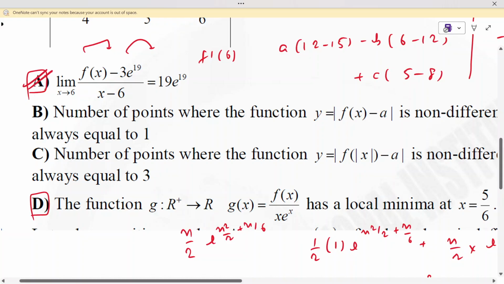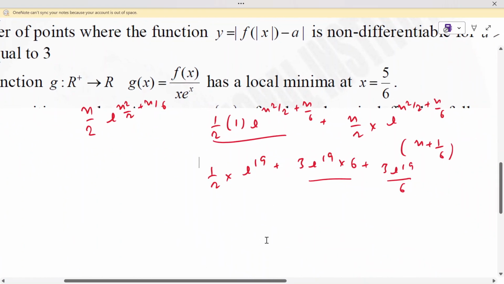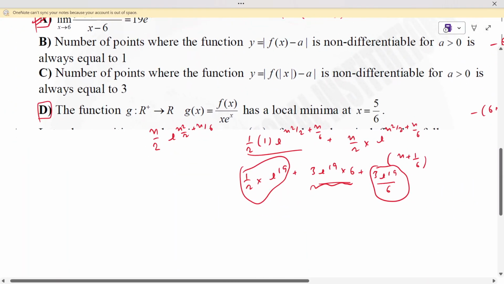A is correct? That 1 by 2 is also there, no? Initially. So this 1 by 2 and this 1 by 2 fuse to 1, no? So 18 plus 1, that is 19, fine? Now to the D part.